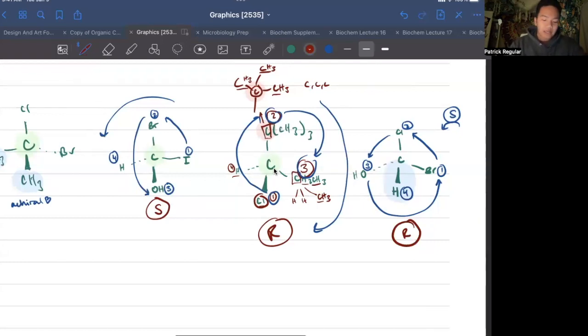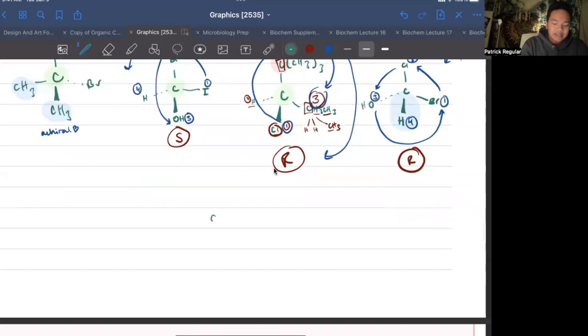What if you had a double bond? This is in some of your problem sets. What if you had a branch that was a double bond? Let's say C, H, we'll make it easy, H. C double bonded, CH2, CH3, OH.